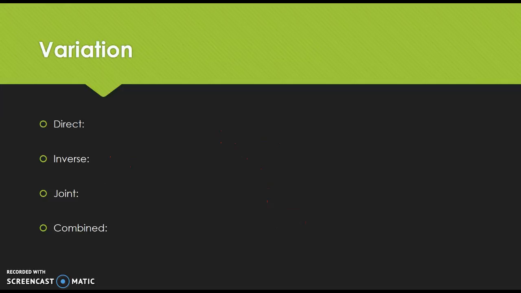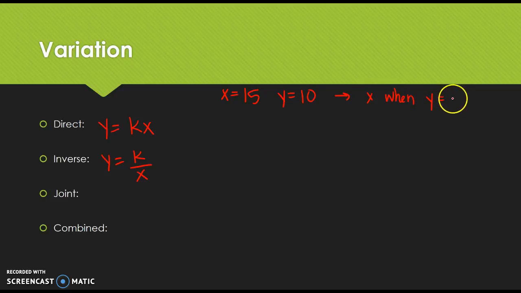And the last thing we looked at in this unit was variation. We had different types of variation. To start with, we had direct variation. So we have y equals k times x. Inverse variation, we said y equals k divided by x. So for example, you might say x equals 15 when y equals 10. And then you might want to find x when y equals 20.